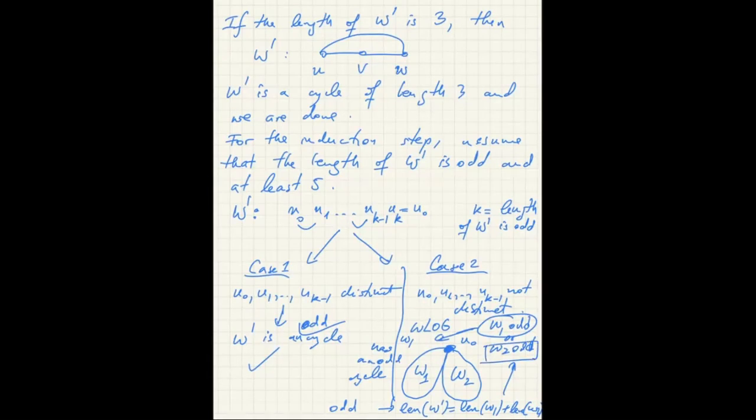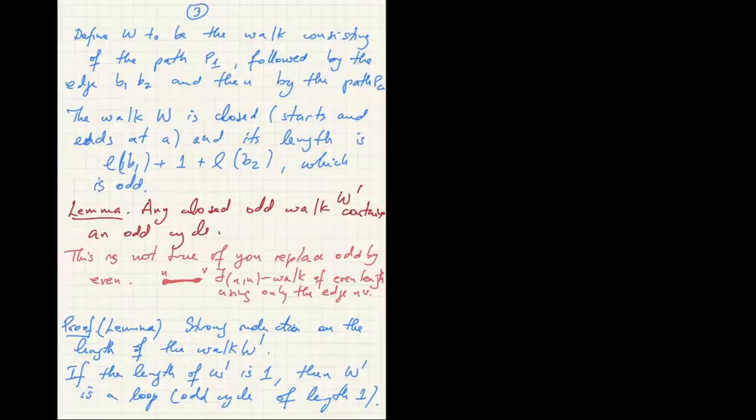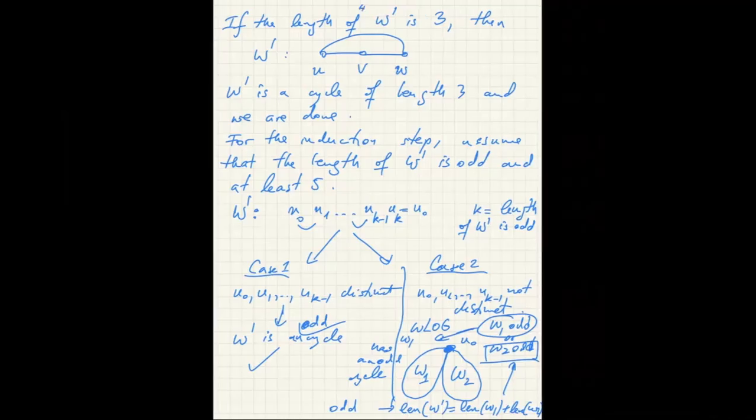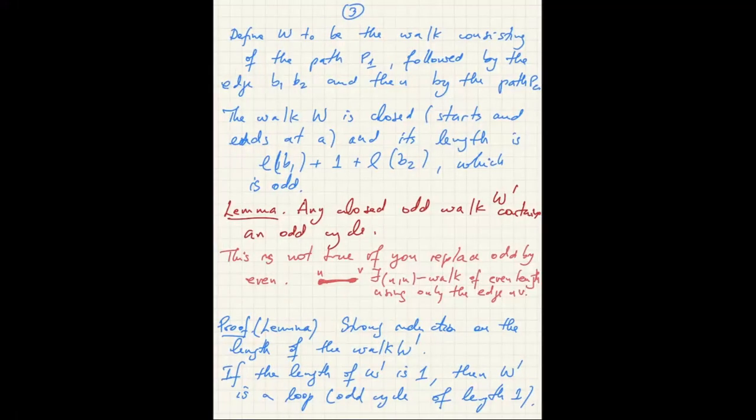Something similar happens on the other side. If W2 is odd, then it's an odd closed walk of length strictly less than the length of W prime, and by the induction hypothesis, it must contain an odd cycle. And therefore, W prime must contain an odd cycle. So that finishes the proof, and this does prove the lemma.